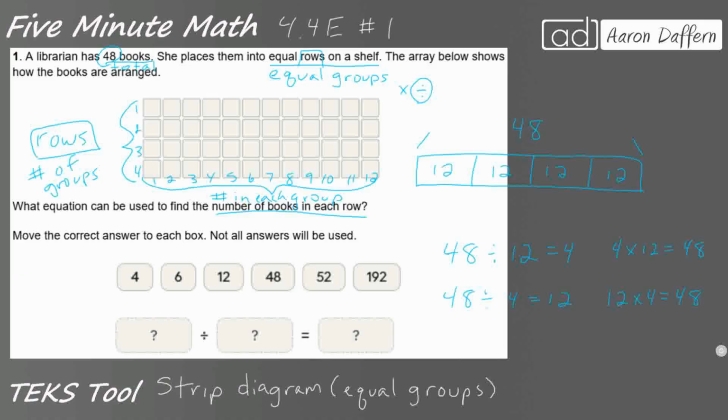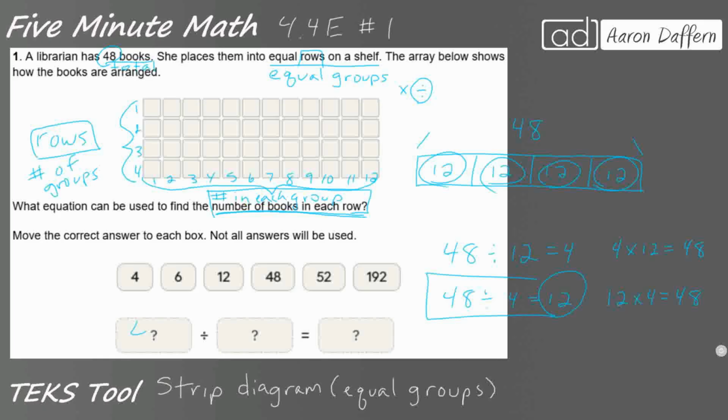And if this were on the STAAR test, this would be a drag and drop to where you'd have to drag each of these numbers into the correct spot. The question says, which equation can be used to find the number of books in each row? So this is looking for the number in each group. Well, how many books are in each row, or how many are in each group? Well, I've got 12. So what that means is I need to set up my equation so that 12 is my answer. So this is the one I need.